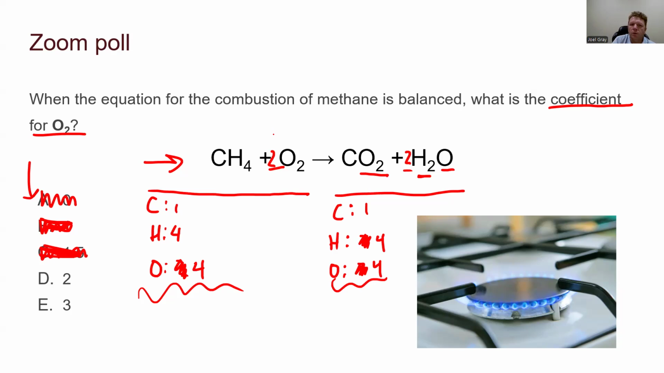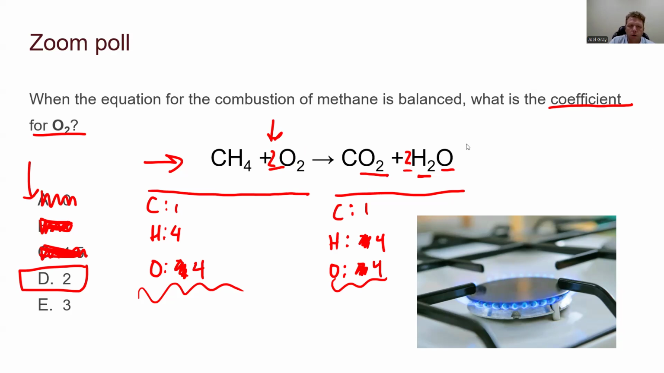Did the two in front of O2 impact my carbons at all? It does not. So the correct answer for this is B, two. So in the poll, share the results. For those of you who answered two, you are correct. Good job.